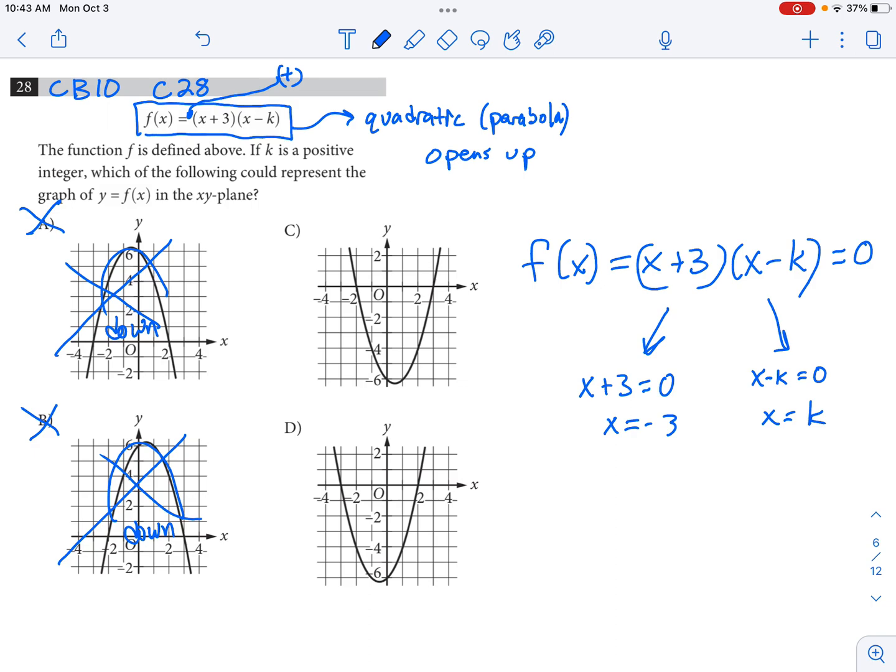Now the k is not going to help me too much, because I don't know what k is equal to. It's just some positive integer. But the x equals negative 3, I should be able to look at the graph and figure out which parabola has a 0 at negative 3 and which parabola does not have a 0 at negative 3. So it's not C, because that's going through negative 2 instead of negative 3. D looks like a good choice because we do have a 0 here at negative 3.